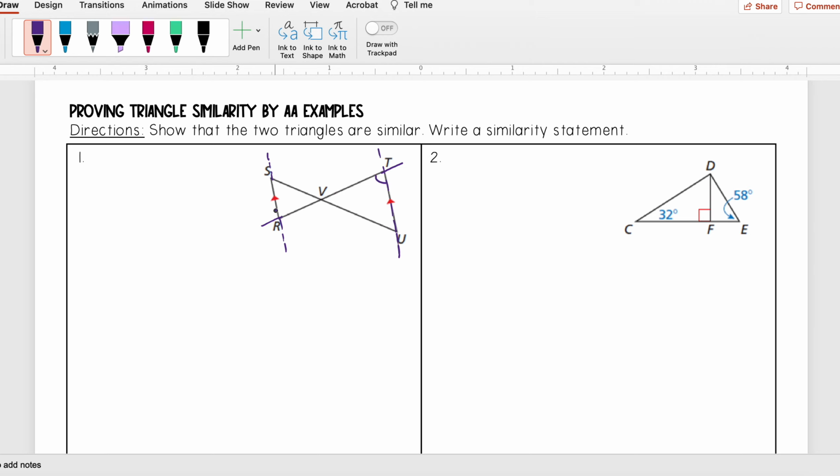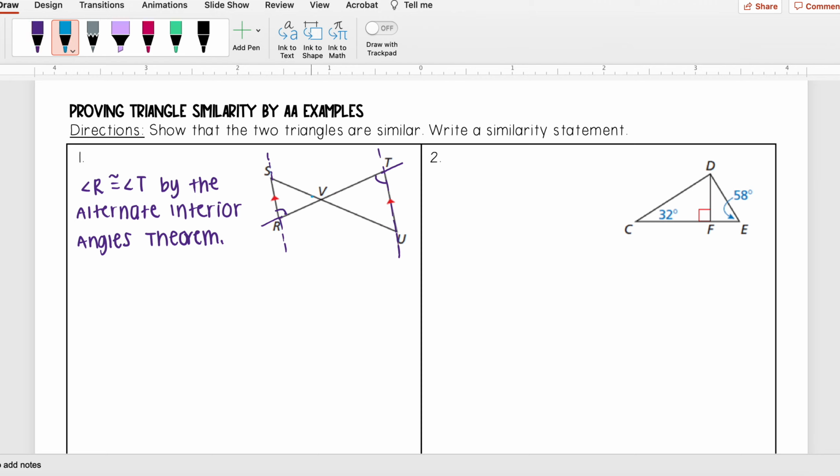So I see that angle T is congruent to angle R. So I can say angle R is congruent to angle T by the alternate interior angles theorem. And then another one that you could say is congruent are SVR and TVU, and that's because these are vertical angles. We learned from the vertical angles theorem that those are congruent.